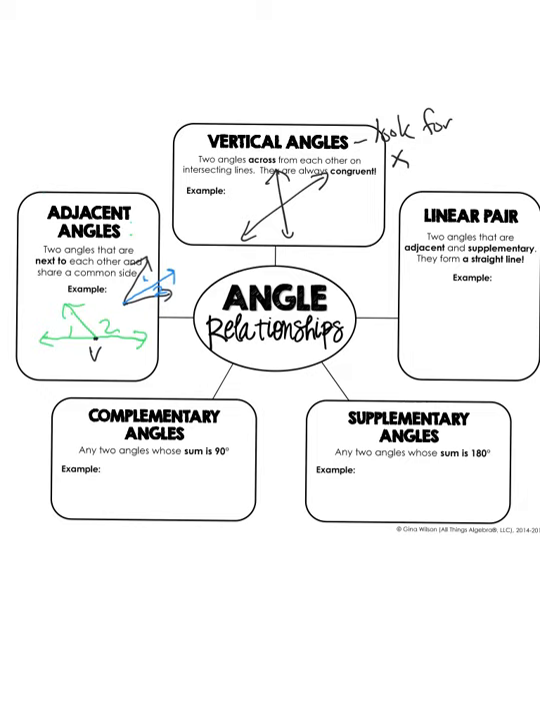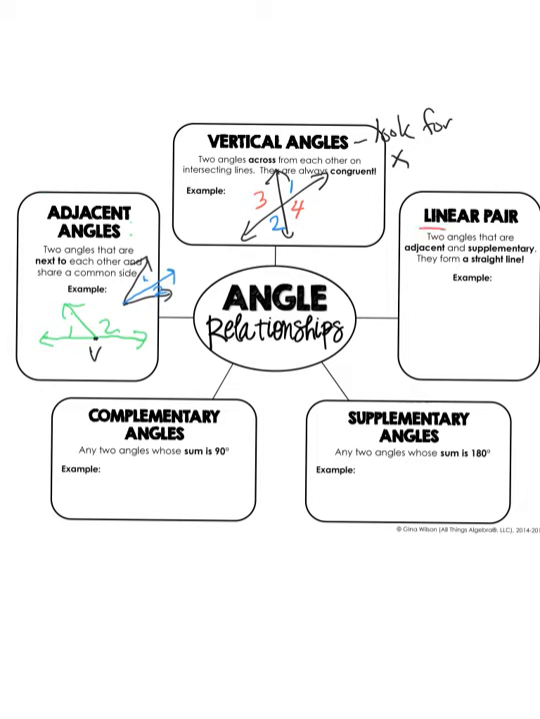So I'm going to call this angle 1 and angle 2 are congruent to each other, and angle 3 and angle 4 are congruent to each other. So I look for vertical angles. They're always congruent.